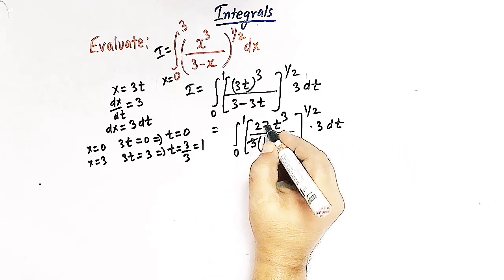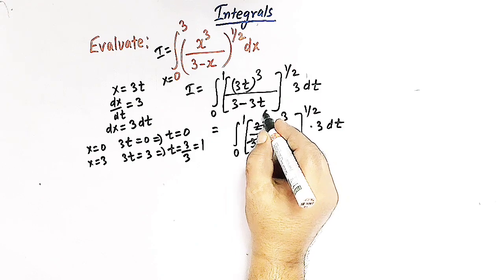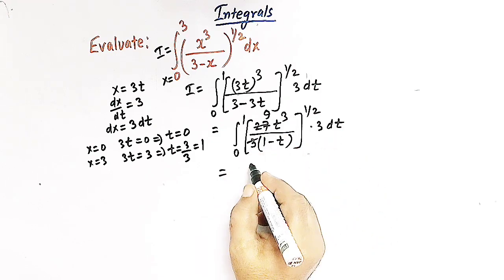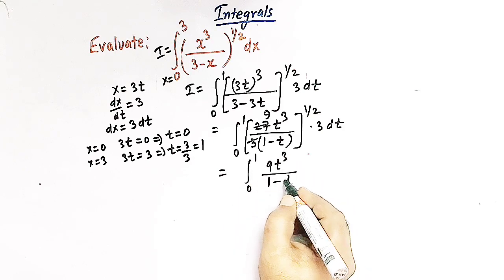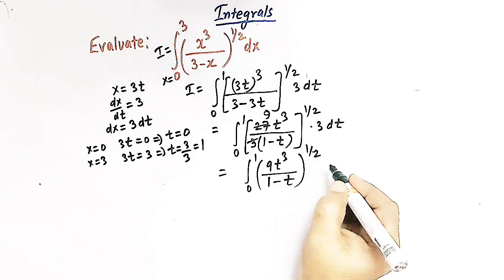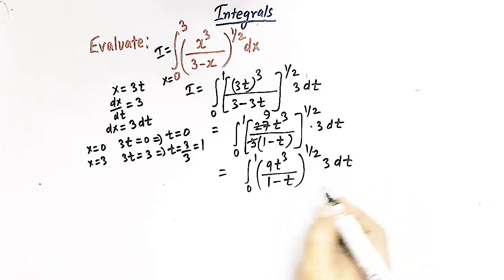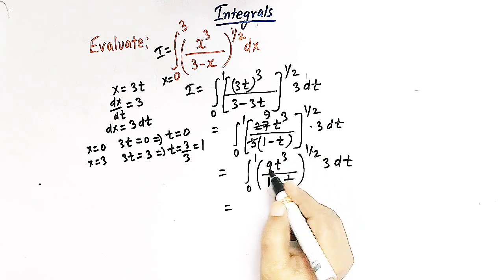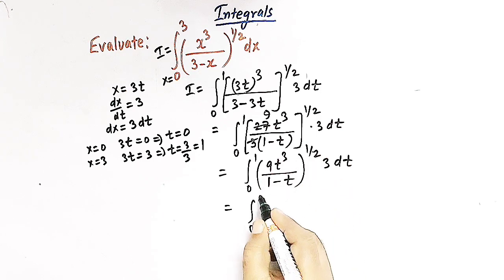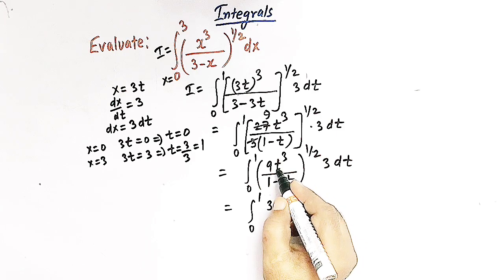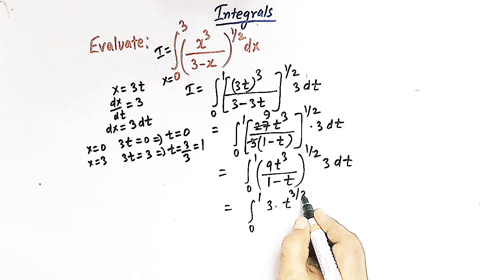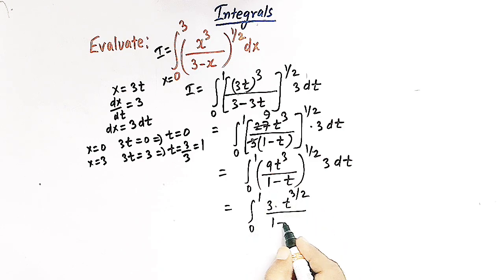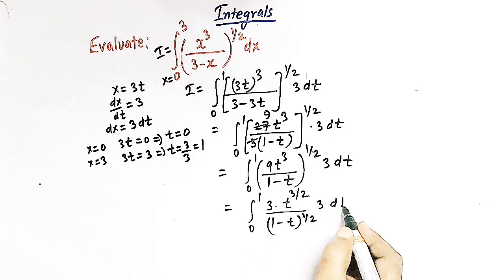Now here we can cancel this 27 with 3, so this is 3 times 9, and we can now write 0 to 1, 9t cube divided by 1 minus t, and here we have half, and this is 3 dt. Now the square root of 9 is given by simply 3, and t cube raised to half is given by t raised to 3 by 2, and in the denominator we have 1 minus t raised to half, and here we have 3 dt.